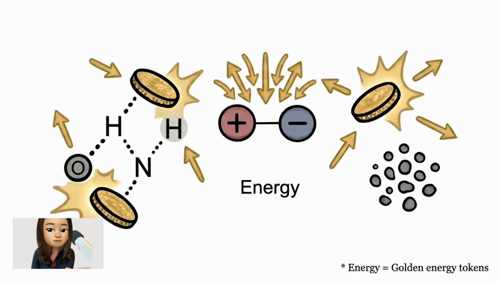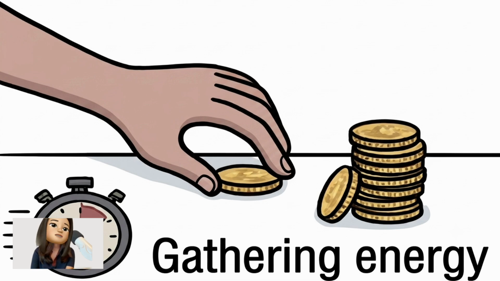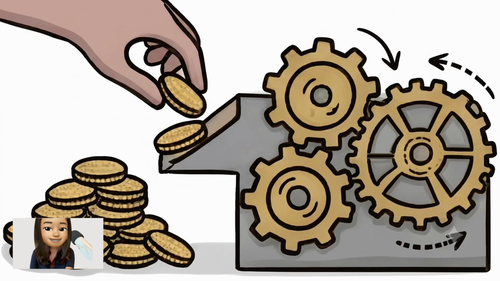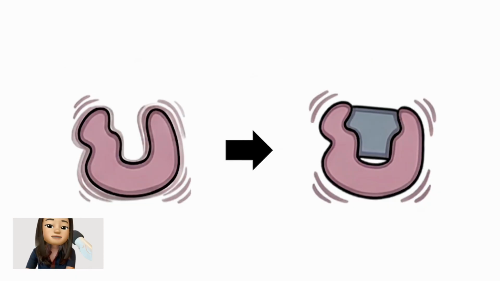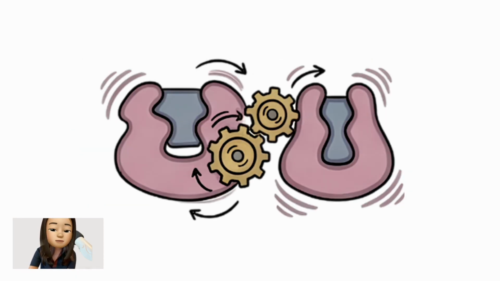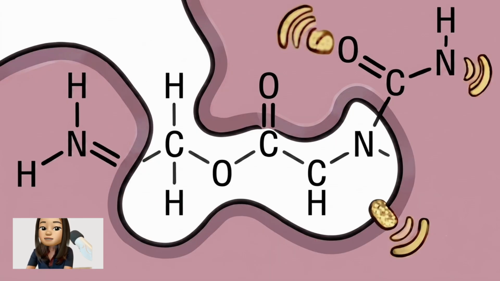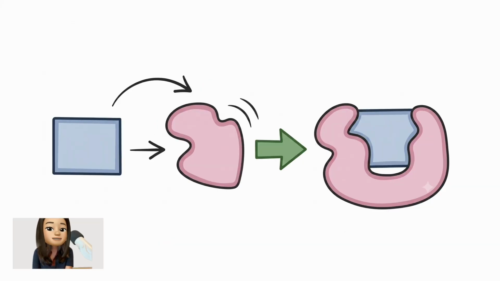Those interactions actually release energy. That energy doesn't just sit there or dissipate. That energy gets used. It causes the enzyme to shift shape around the substrate. So the enzyme sort of closes in on the substrate and adjusts its active site. That's why it's called induced fit.